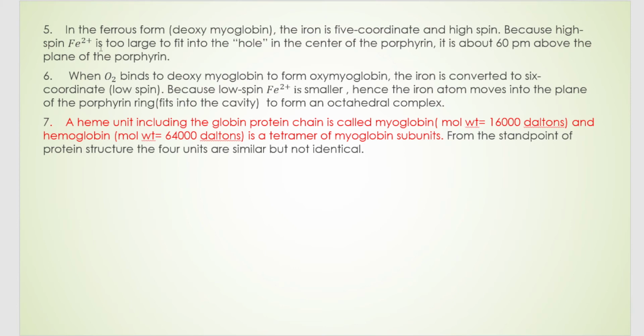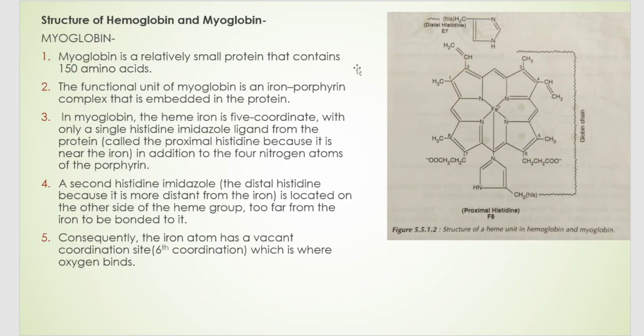So because of this, Fe2+, when it is present in high spin state, is a little bit large in size, and it cannot fit into the hole of the porphyrin ring. So it is present 50 picometers above the porphyrin plane. That is, this Fe2+, whenever this myoglobin is in the deoxy form, what happens?